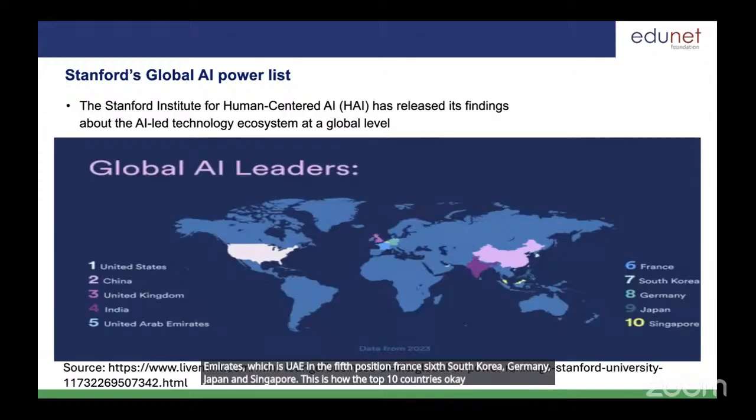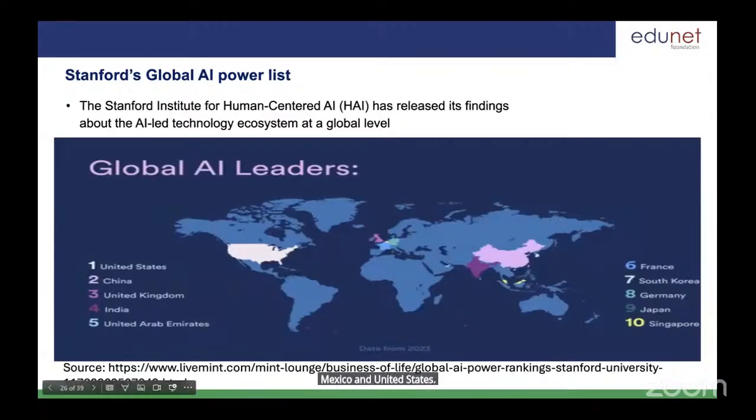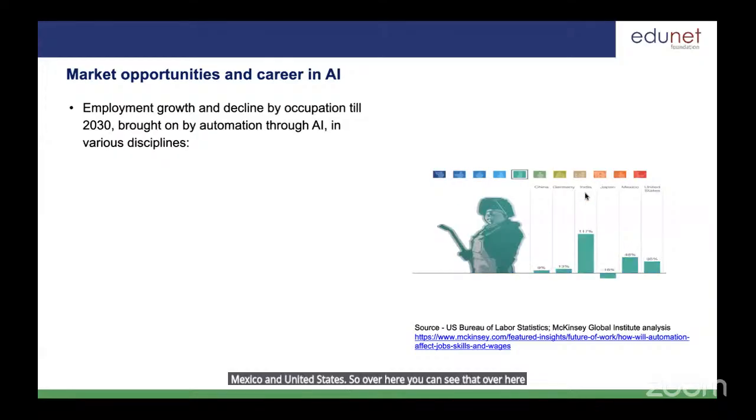These are the market opportunities over here, according to the Bureau report. You can see here. Okay. If you observe the statistics, you can see there's a video which is continuously playing, right? Over here we have different countries: China, Germany, India, Japan, Mexico, and United States. You can see that Japan is going at a lower rate.